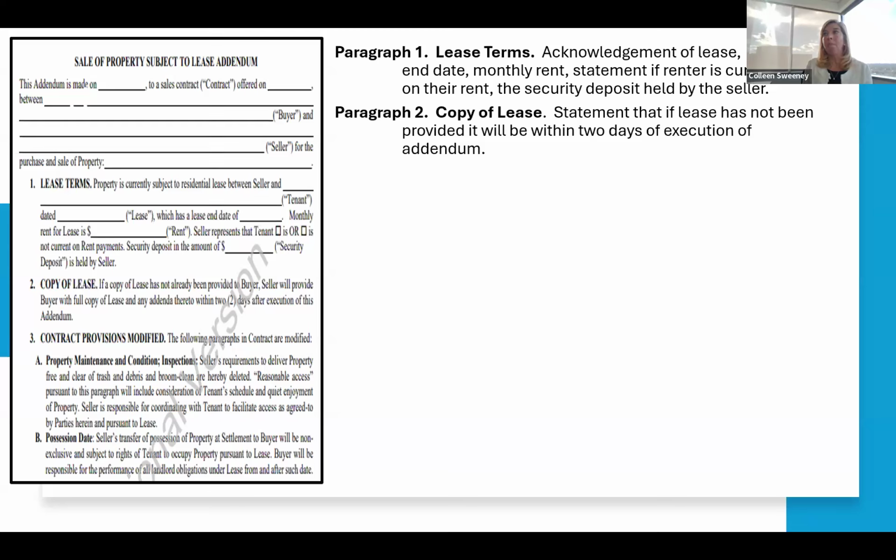Statement that if the lease has not been provided, it will be within 2 days of execution of the addendum. Again, a lot of information in that lease. I would be reluctant if they haven't seen the lease, but people want to do it. That's why it's written that way.